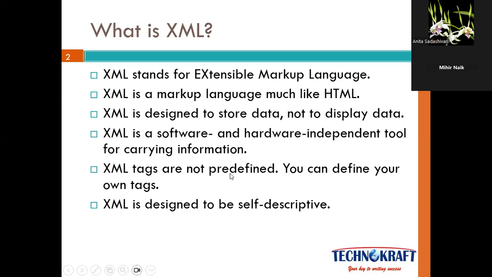XML tags are not predefined. You can define your own tags, unlike in HTML, where you have heading 1, heading 2, heading 3, heading 4, heading 5, heading 6, paragraph tag, or ordered list, unordered list. You don't have anything of that in XML. You can create your own tags. What are the tags used for in XML?